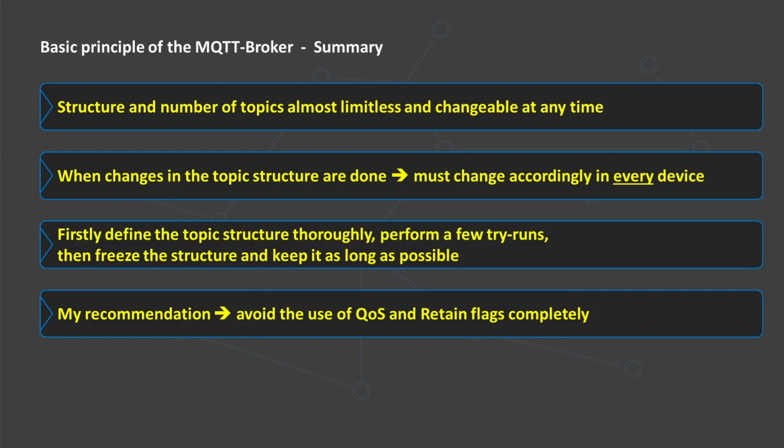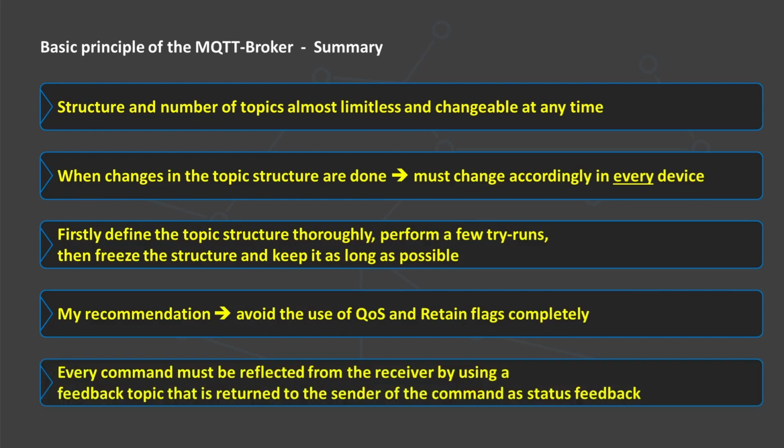Monitoring the presence or availability of devices can be done in many different ways. More important is a proper feedback or the diagnostics of command processing. Any receiver of commands must return its status so that the sender of the command can positively detect any failure of the process. MQTT internal functions can only monitor the physical connections. MQTT itself can never verify the expected reaction to a message or a command. Every command must be reflected from the receiver by using a feedback topic that is returned to the sender of the command as status feedback.